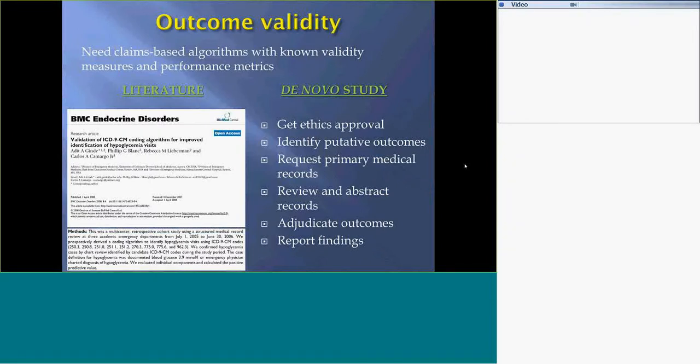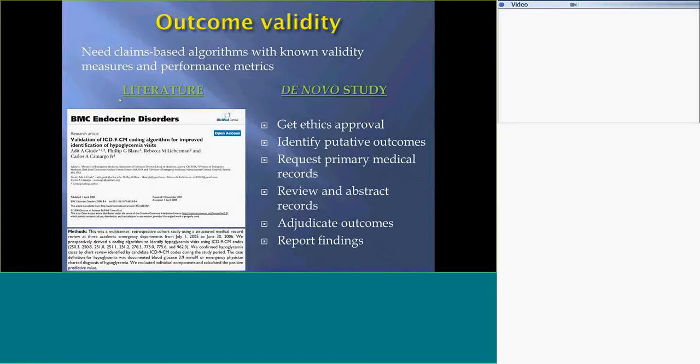So therefore, when you're conducting pharmacoepi studies, in particular with DDIs, you're using administrative claims data or electronic medical record data. You need to have an algorithm or a method by which you're going to identify the clinically important outcome of interest. And whether or not this outcome has high validity metrics or performance measures is critical to minimizing bias in your study that's mediated by misclassification.